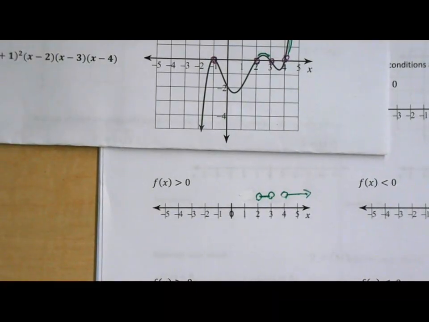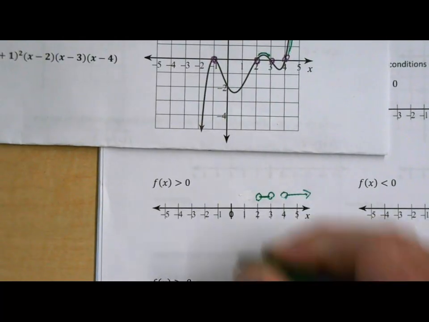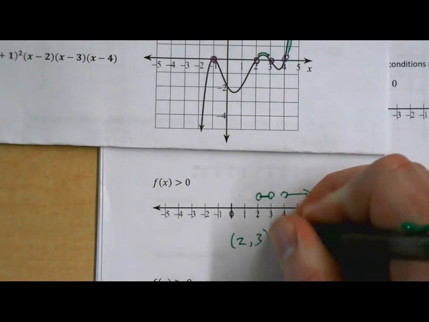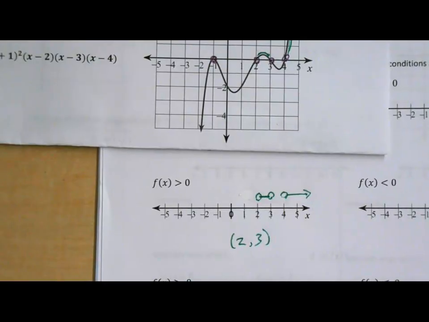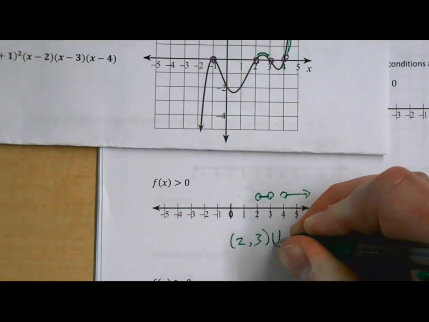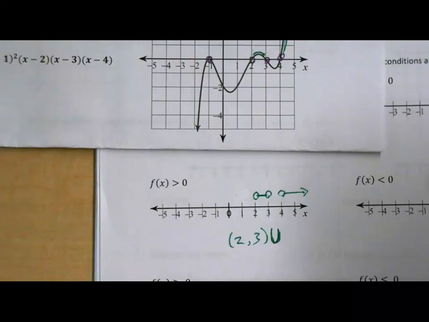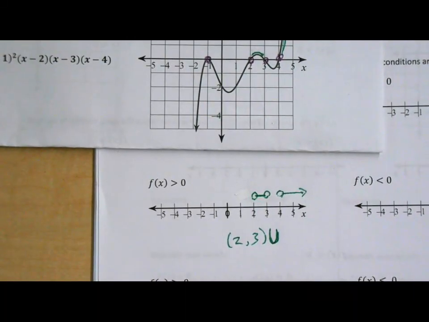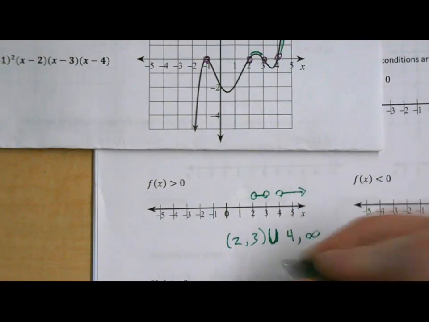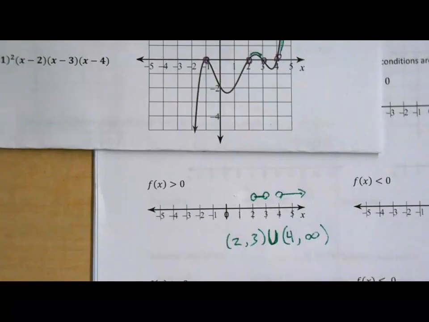So it looks like we have 2 intervals. We're going to write this down in interval notation. One of them starts at 2 and ends at 3. And we're not including the 2 or the 3, so those are going to get parentheses. When we have more than one interval, we will use the uppercase U. It stands for union, not intersection. My second interval starts at 4 and ends at infinity. We said infinity always gets parentheses.